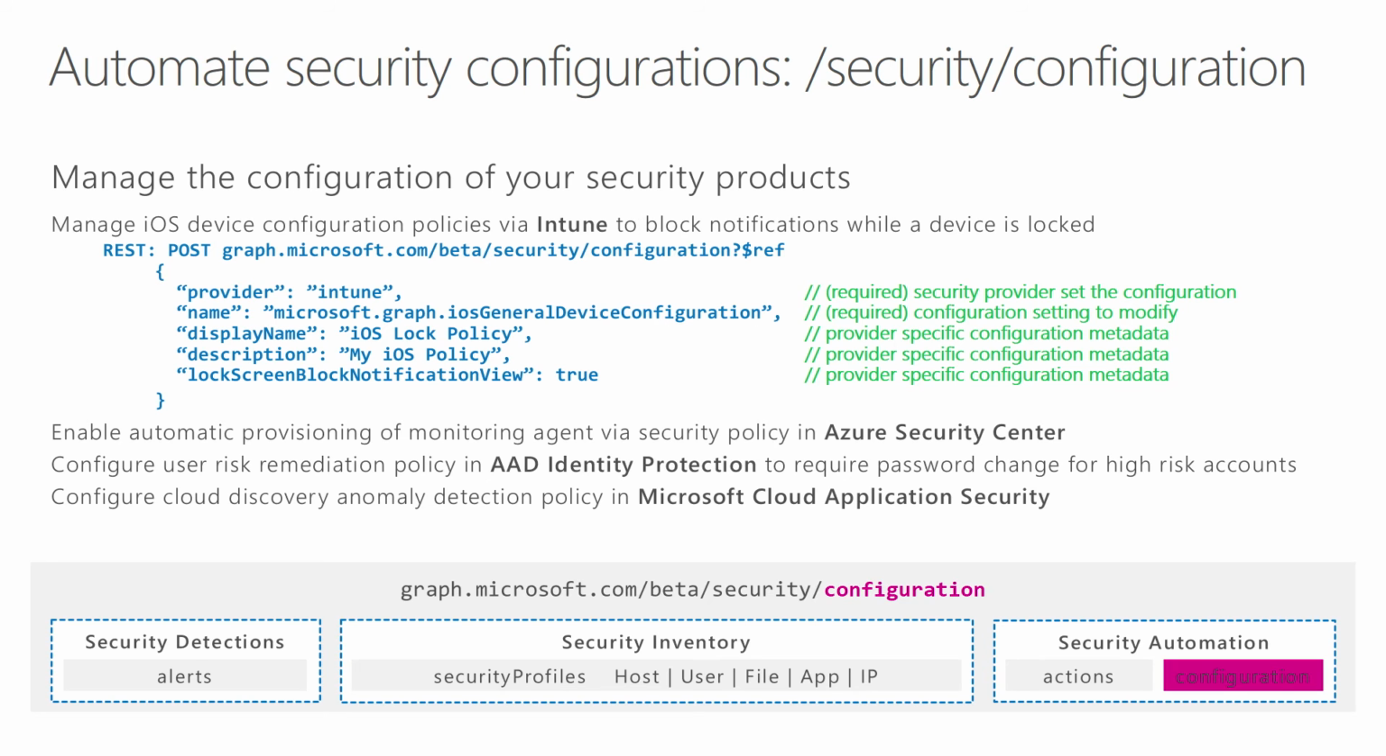Similarly, the API can be used to enable automatic provisioning of a new monitoring agent across all managed Azure Security Center tenants. The simplicity of setting configurations in this way will not only improve operational efficiency, but could also help you proactively protect your organization from threats.